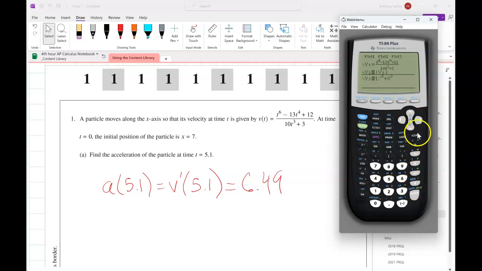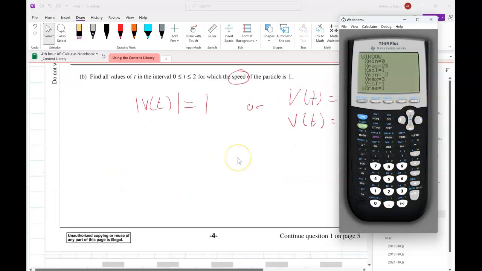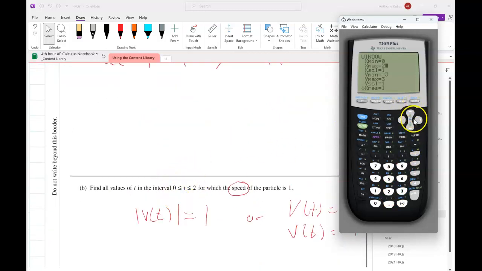And then I want to do 1. Oops. And I want to get that out of there. And I just need to graph this from 0 to 2 because it only is worried about the time 0 to 2. So here's my absolute value of velocity coming in.